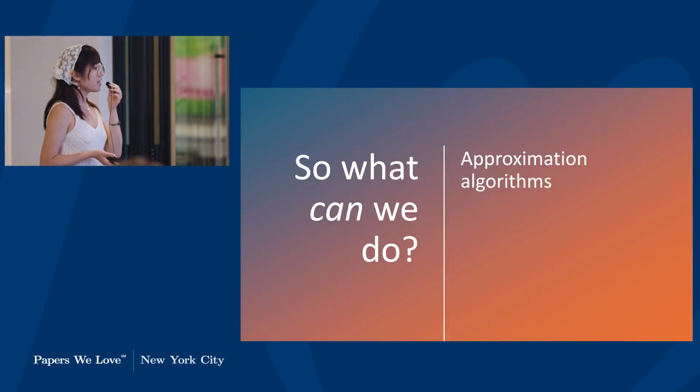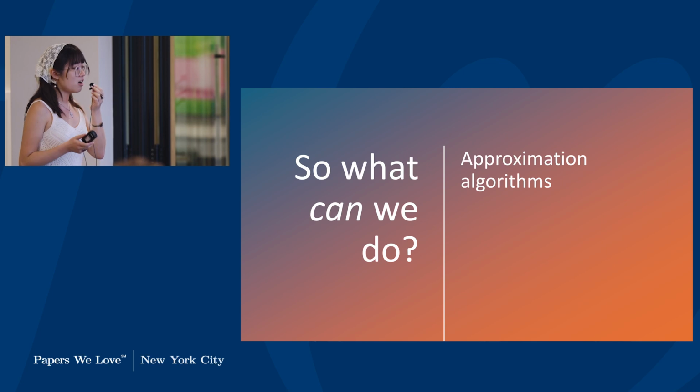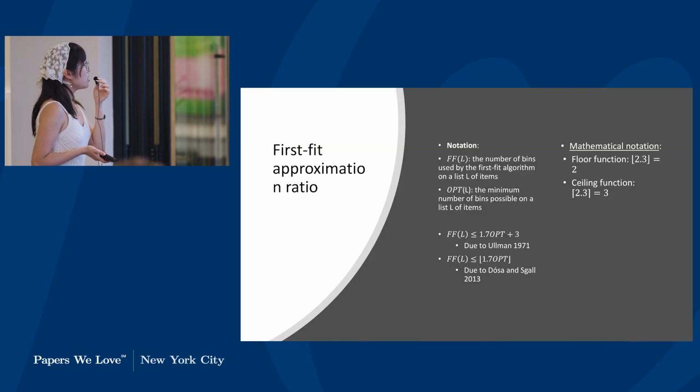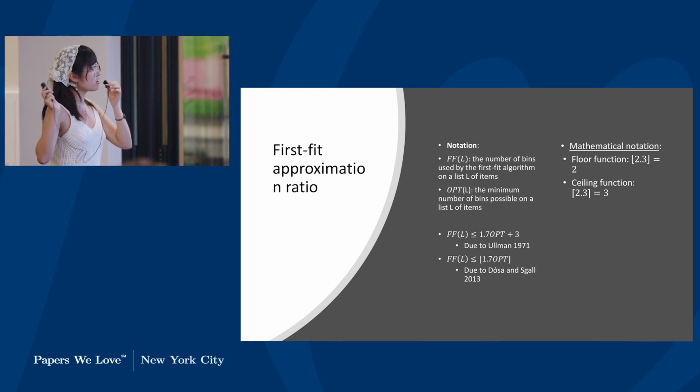So what can we do in this case, if we most likely cannot have a polynomial time optimal algorithm? We can do something called approximation algorithms. So we want to talk now about the approximation ratio of the first fit greedy algorithm we just discussed. And what does that mean?